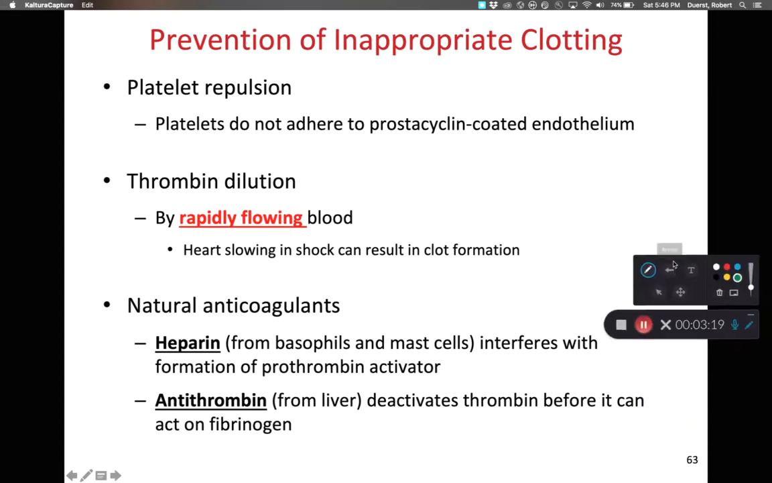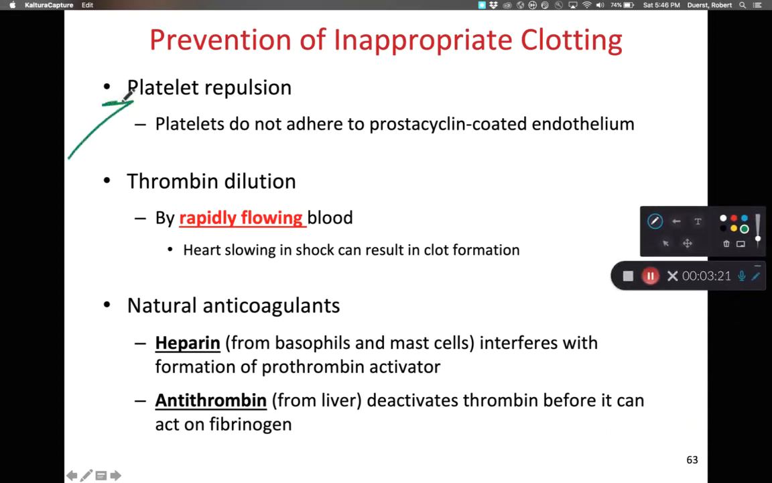Now, as we're looking at this process, we don't want inappropriate clotting. Inappropriate clotting is a big deal. Once clotting starts, it is a positive feedback loop. So we need to have mechanisms in play to make sure that clotting doesn't start unless we really want it to. So we have that prostacyclin coating, the endothelium lining the blood vessels that is coated with prostacyclin. That's one way we keep the platelets from sticking to the side of the blood vessels.